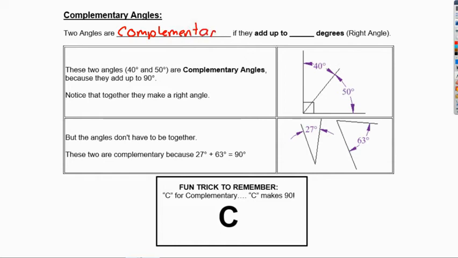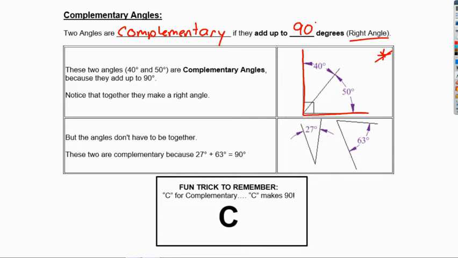If instead of adding up to 180, they add up to 90-degree angles, those are what you call right angles. If you have two angles which form a right angle, which is a perfect corner, you can see our example right here. We have two angles, one's 40 and one's 50. Together, they form a perfect right angle, a 90-degree angle.